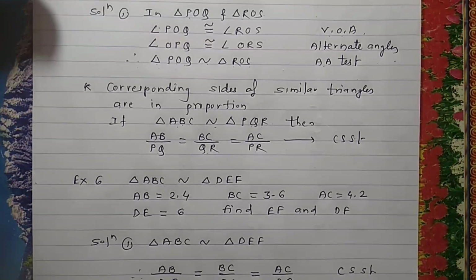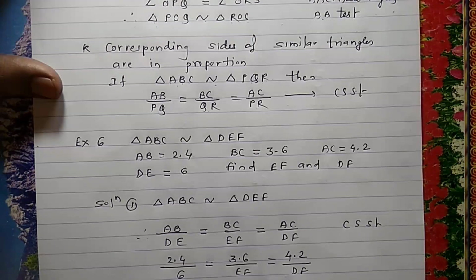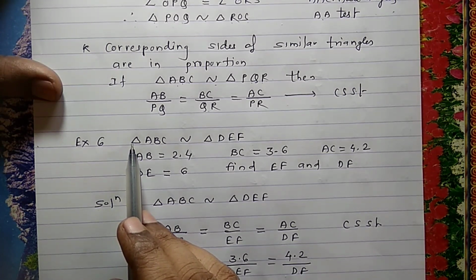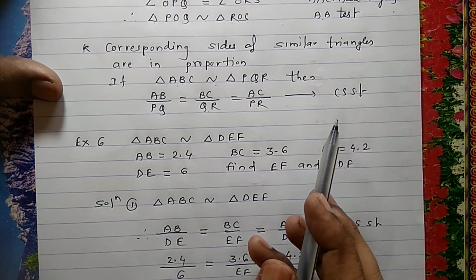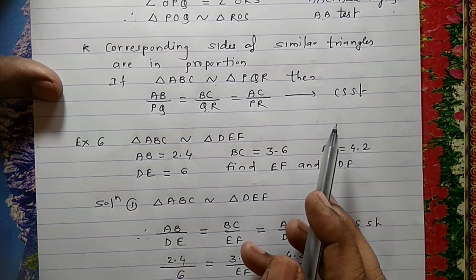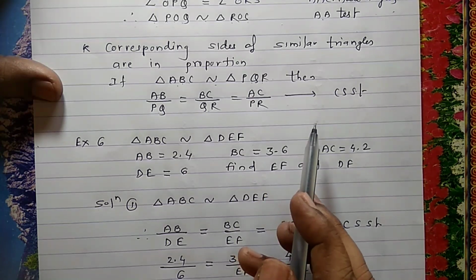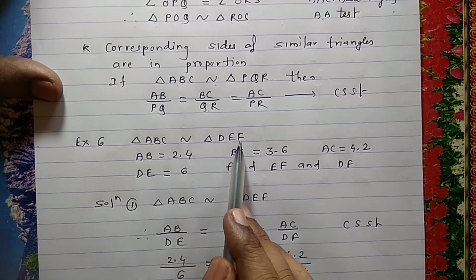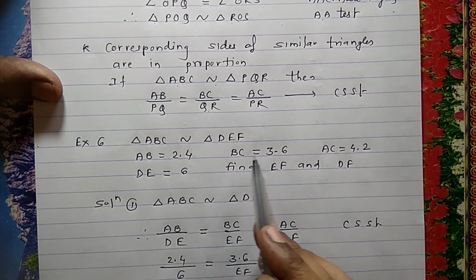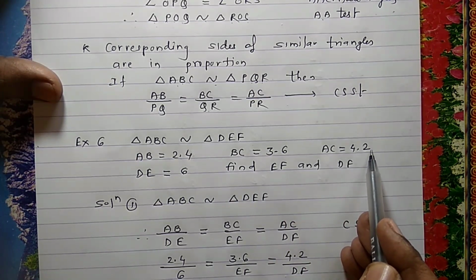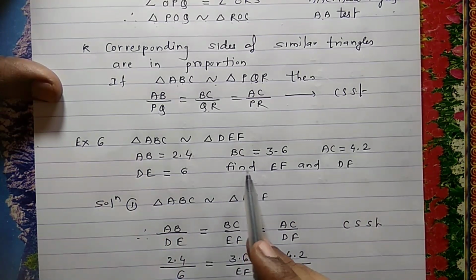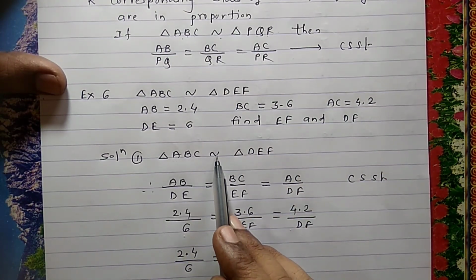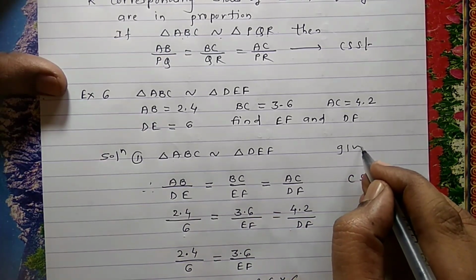Already we have solved examples. So we have solved questions based on corresponding sides of similar triangles are in proportion in 9th standard, as well as chapter number 4, geometrical construction. In triangle, we'll solve one example. Triangle ABC is similar to triangle DEF. AB is given 2.4, BC is given 3.6, AC is given 4.2, DE is given 6. Find EF and DF.